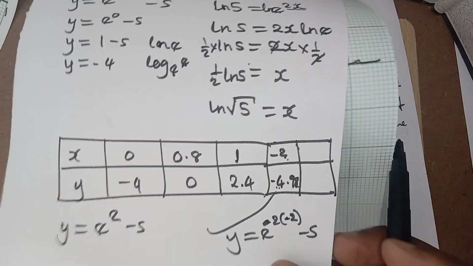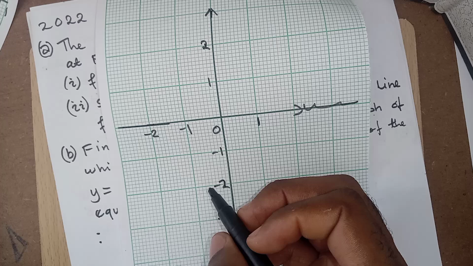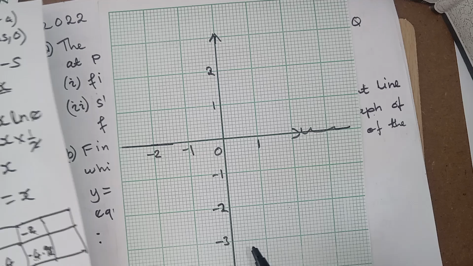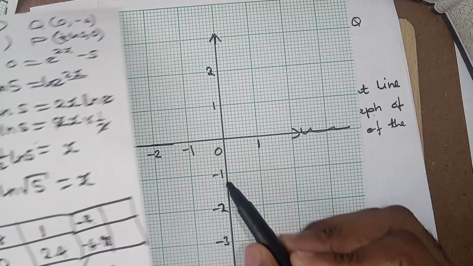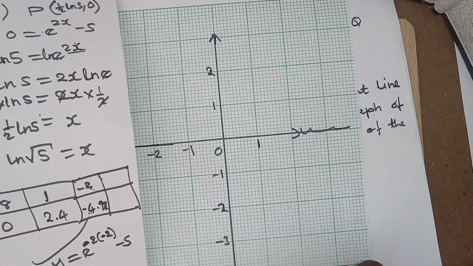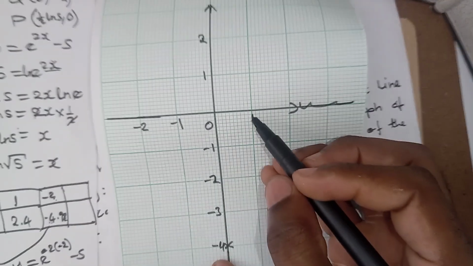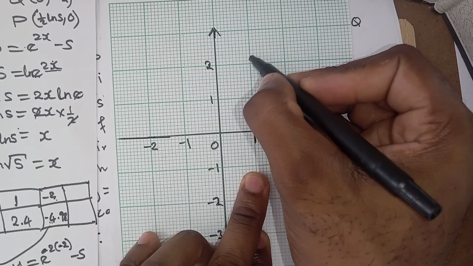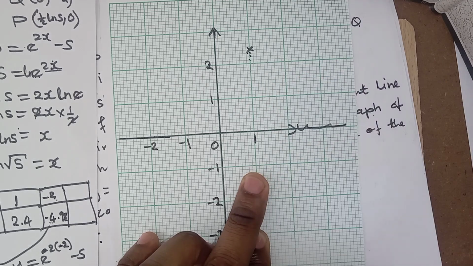And then our next point is 1, 2.4. Actually, let's start with this one, 0, negative 4 rather. So that point is here. And then next we have 1, 2.4. So 2.1, 2.2, 2.3, 2.4 is somewhere there.